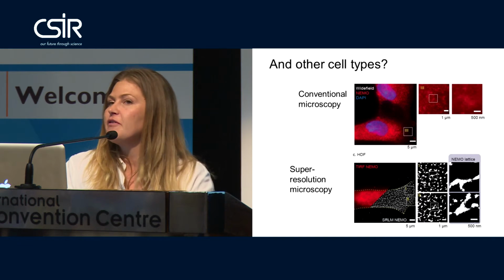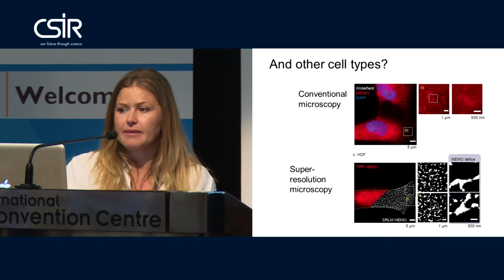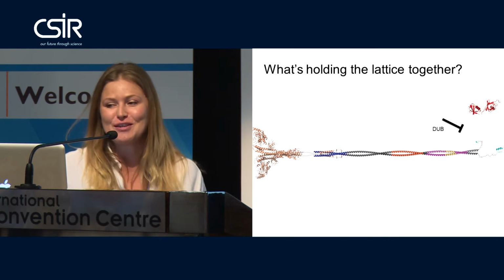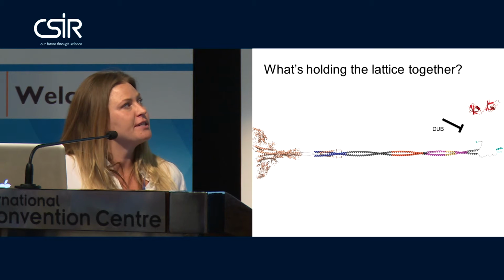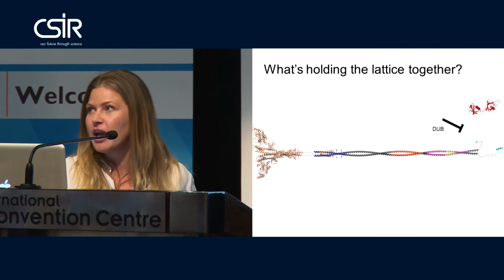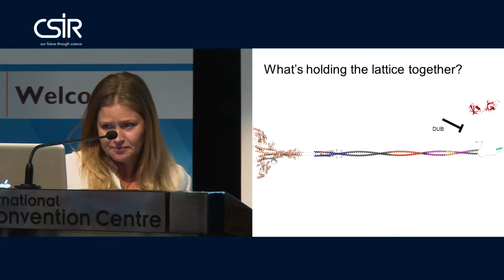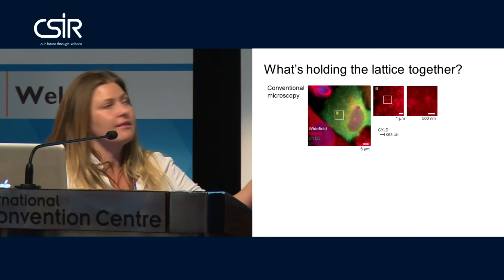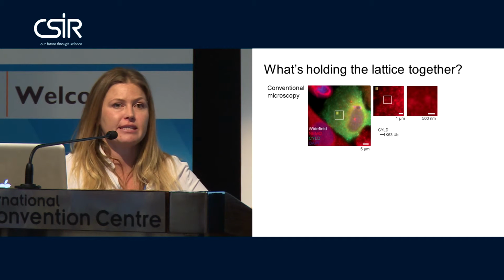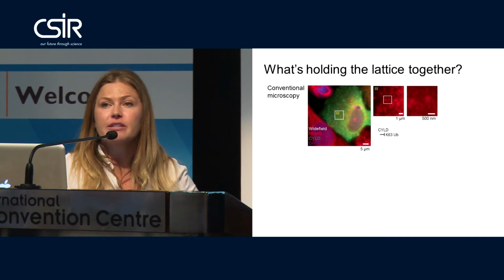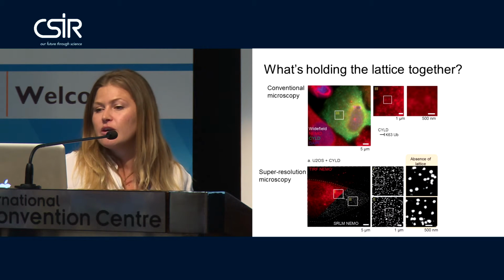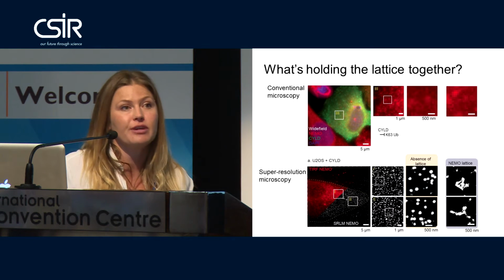We have to find information about what holds this lattice together. So we did a lot of experiments, but I'm just going to show you two, where we very specifically prevented that ubiquitin chain from binding to NEMO. And when you look at conventional microscopy, we can't see that that's done anything to the NEMO protein staining at all. But upon super resolution, you can see that we've all but ablated those structures compared to what they look like in untreated cells.